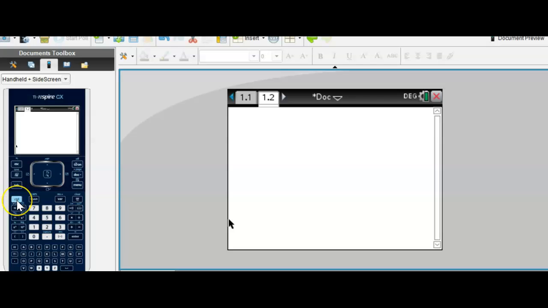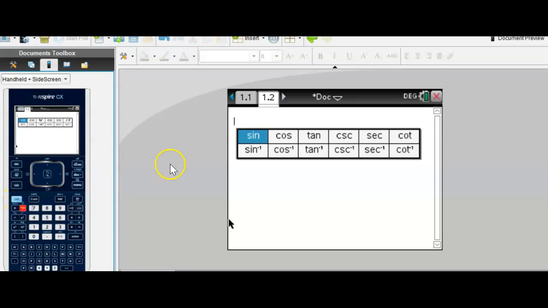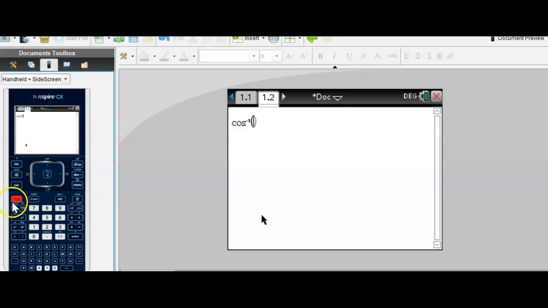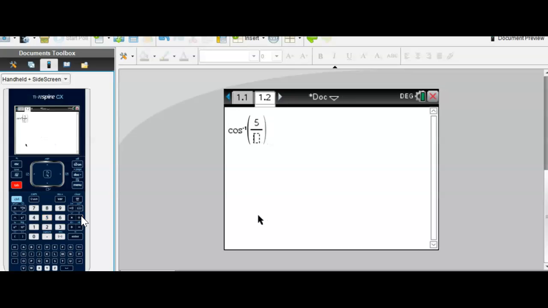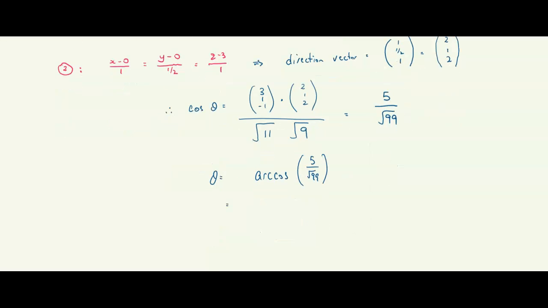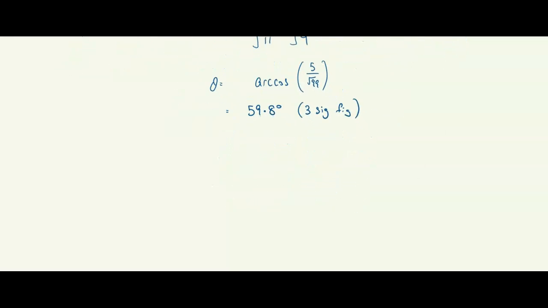So I go to my calculator and find arc cos. It was 5 over the square root, control root 99, enter. So we get, to 3 significant figures, 59.8 degrees. So that's my angle between my two lines as defined by those vectors. Okay, let's do one more example.